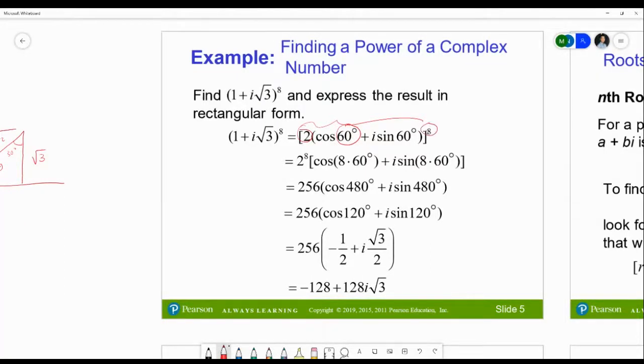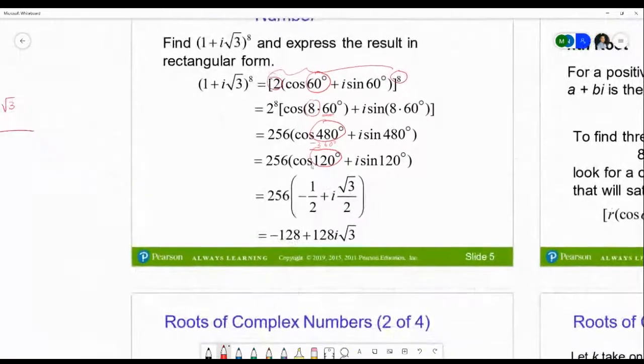To raise that to the 8th power, all you do is take 2 to the 8th, and then 8 times the angle. So here we have 256 cosine of 480, and we try to get the coterminal angle. To do that, we just subtract 360 degrees until you get to a number that's between 0 and 360. So here we get cosine of 120. And of course, we can evaluate this to put it back into rectangular form, or you can rewrite this in shorthand notation as 256 cis 120.